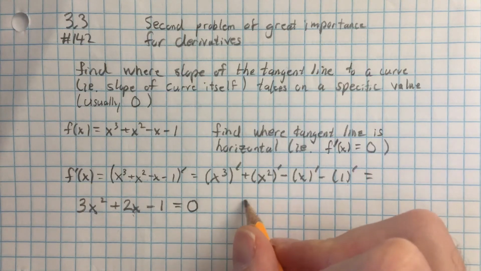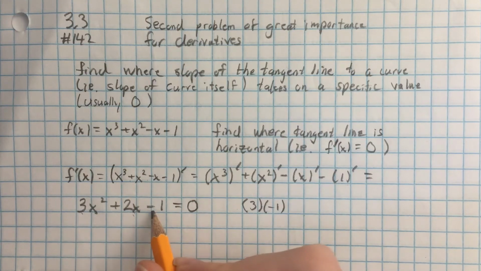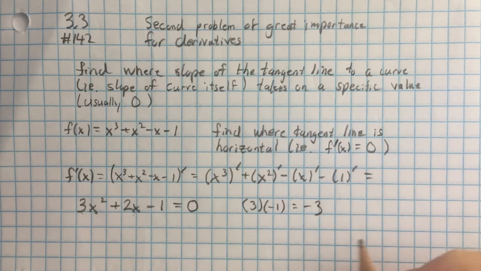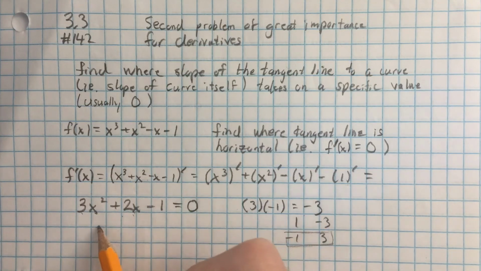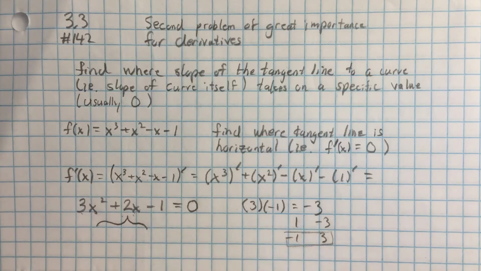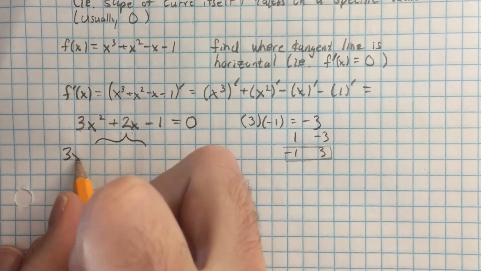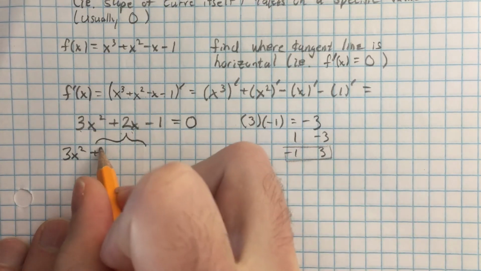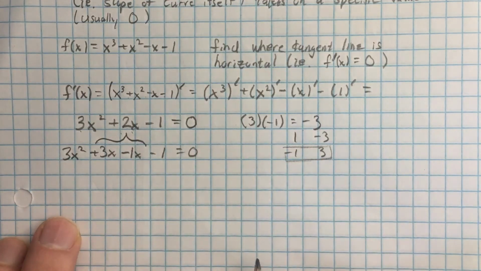Now we just solve in the usual way. 3 times negative 1, right? Take the first coefficient times the last, and we get negative 3. And we find the factors of negative 3 to be 1, negative 3, and negative 1, 3. And it looks like, all right, there's our pair that adds up to the middle coefficient of 2. So therefore, we will split the middle coefficient into these two and attempt to factor by grouping. So we have 3x squared plus 3x minus 1x minus 1 equal to 0.